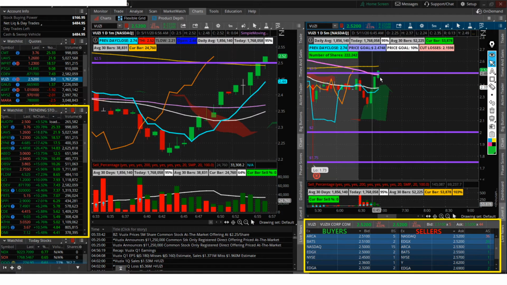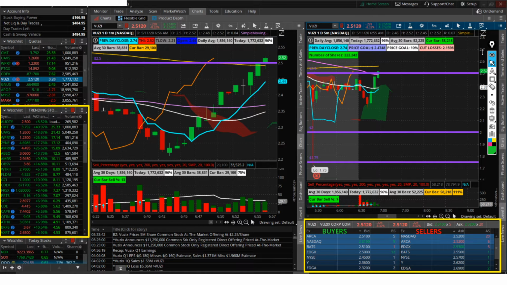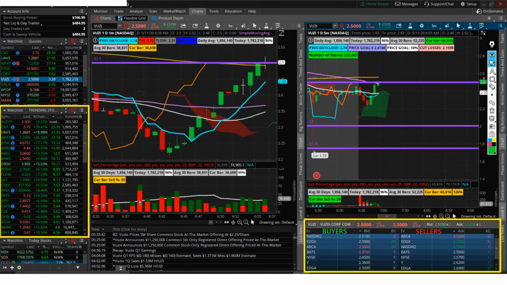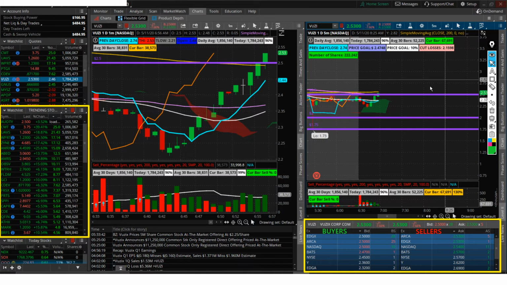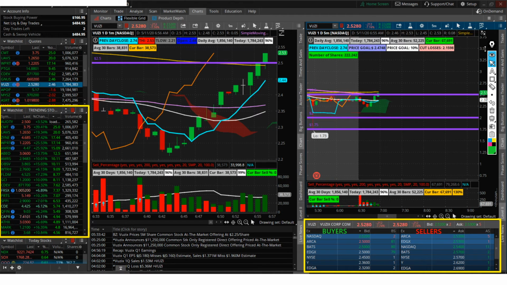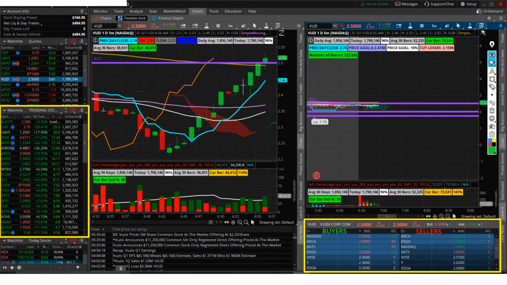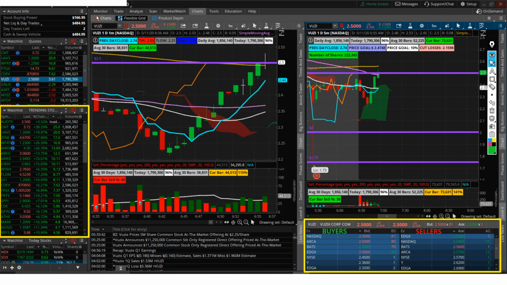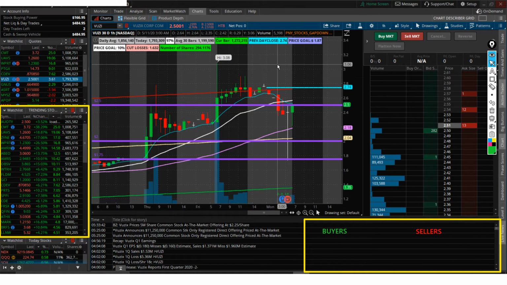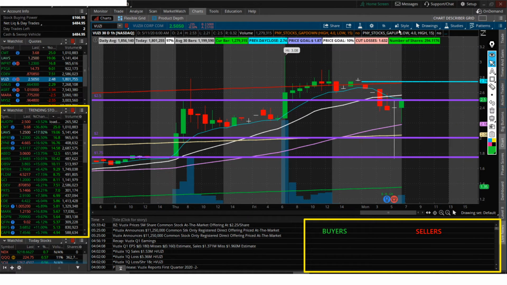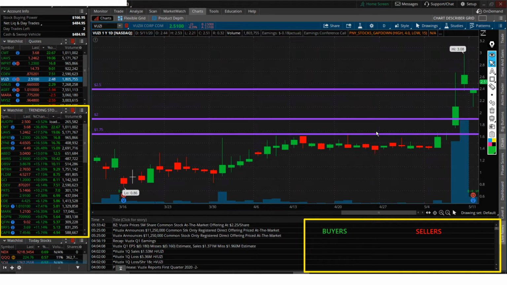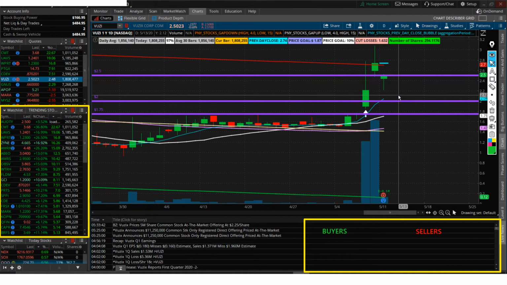VUZI. Boom, hit the 2.52. So now volume for today 1.7 million, daily average 1.8 million, so almost at 100%. Now it's trading above the $2.50 mark. And the next resistance, we don't have a next resistance for VUZI. Let's close the active trader. I don't have a resistance above that price. Nope, looks like I don't.